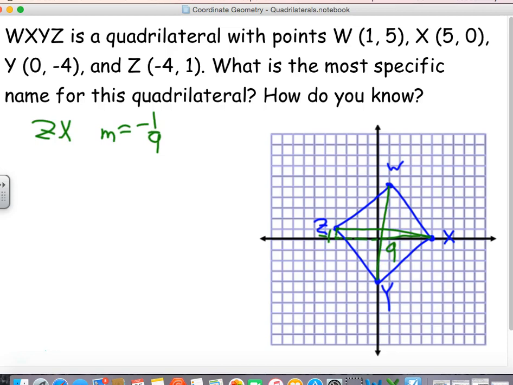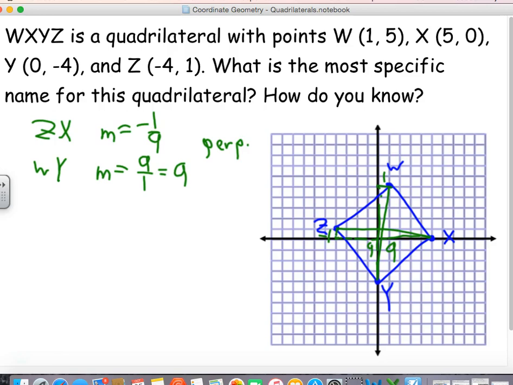The other diagonal is WY. So I need to figure out the slope of WY. Well, WY goes up 1, 2, 3, 4, 5, 6, 7, 8, 9, and over 1. So I go up 9 and over 1. So my rise is 9 over my run 1, which gives me 9. Now we want to know, are these opposite reciprocals? Looks like it. We've got -1 over 9 and 9 over 1. So yes, these are opposite reciprocals. So we can say they are perpendicular, but we also have to make sure that they're congruent to each other.